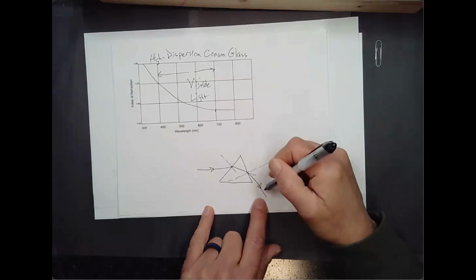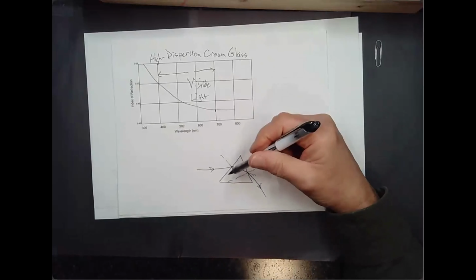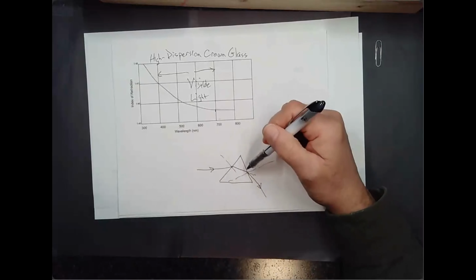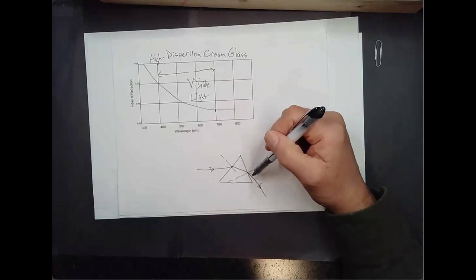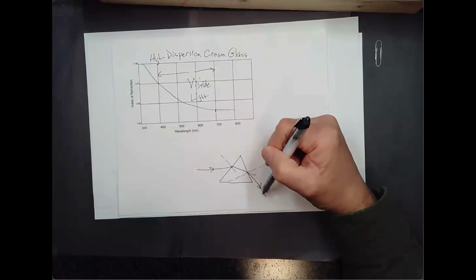So a couple of bends there. But if you've done an experiment with this or seen the light that shines through a prism, you know that you get a rainbow effect over here.